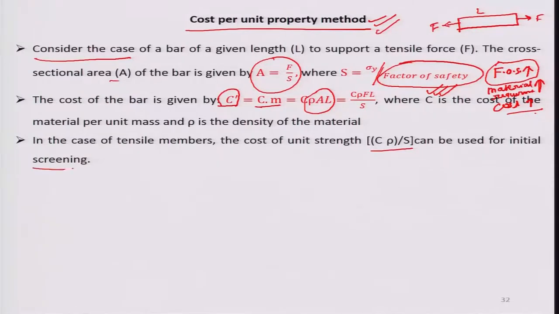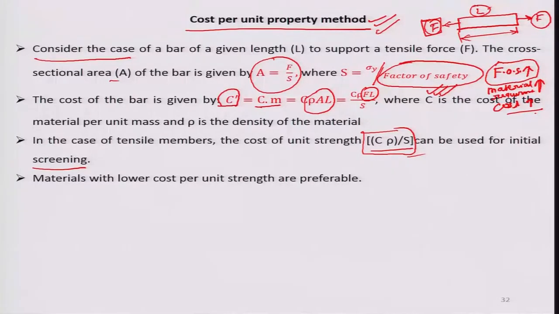In the case of the tensile member, the cost of unit strength, C rho by S, can be used for initial screening, because here F and L are both fixed conditions. The length of the bar is fixed, that is not going to be changed, and F, the load you are applying, is fixed. You know the product is to be used in a particular operation where that much force will be applied on that product. So both parameters, F and L, are fixed. So only this term C rho by S is going to be the main term in the cost per unit property calculation.